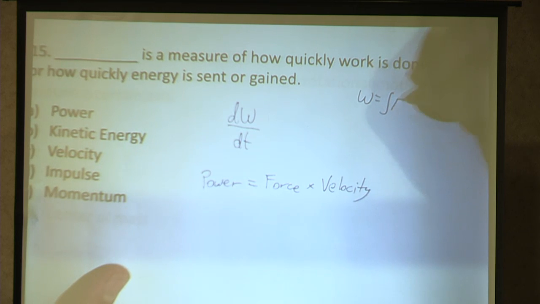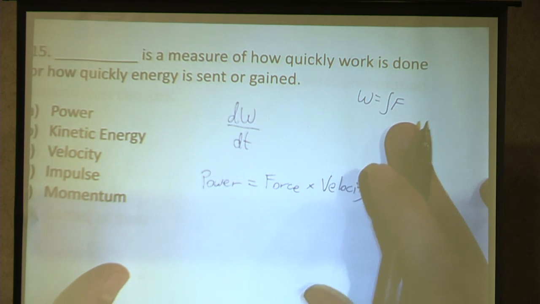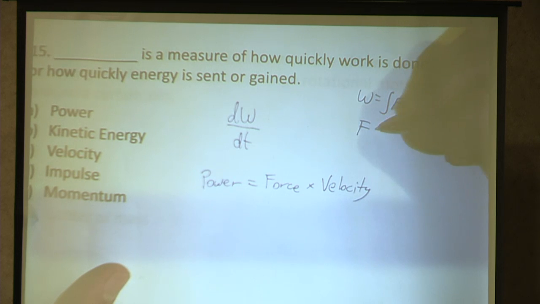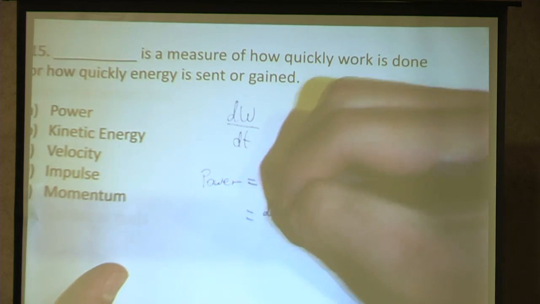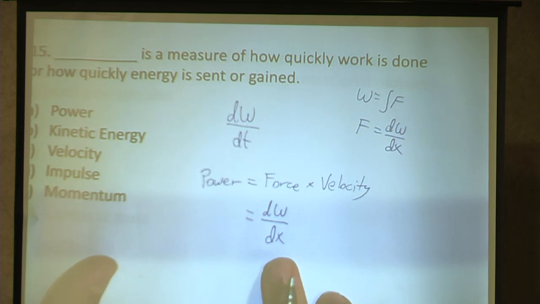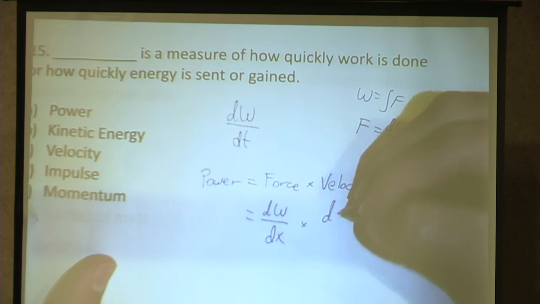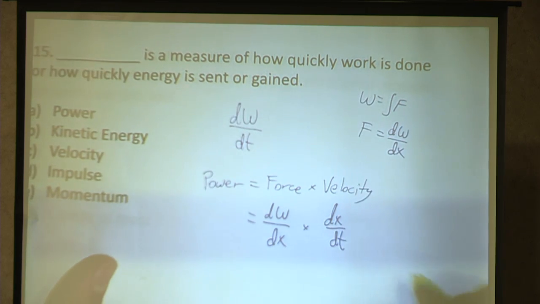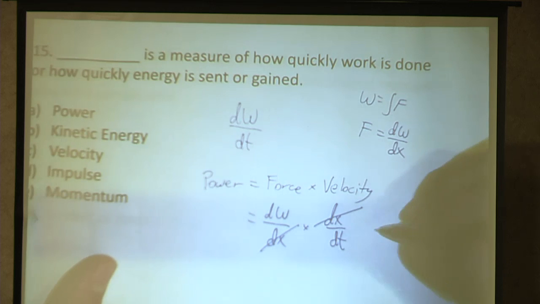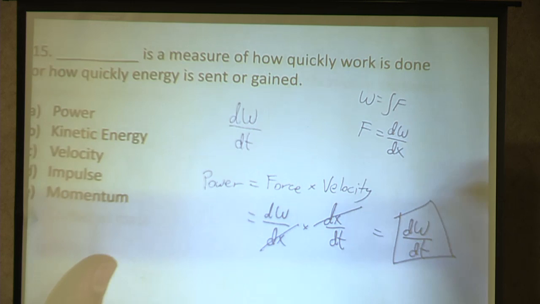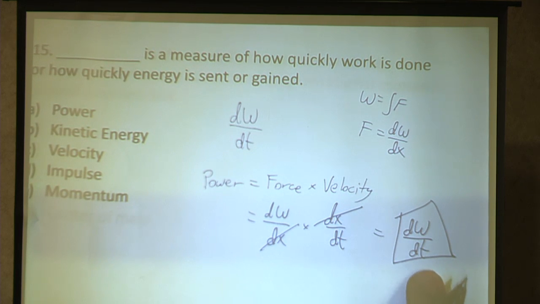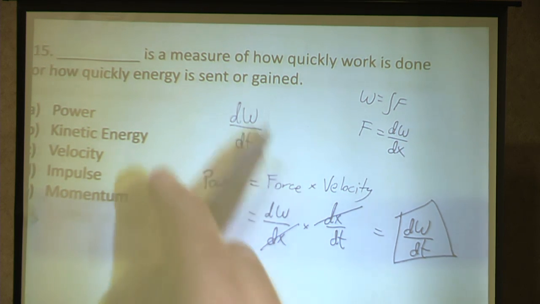work is the integral of force. We said that before. And then you could rewrite that as the force is the change in work over the distance. So let's put that in here. So force is dW over dx. And we know the velocity is the change in distance over the change in time. And look at that, they cross out. Power is the change in work over the change in time. That's kind of exactly what the question was asking, too. How quickly work is done.